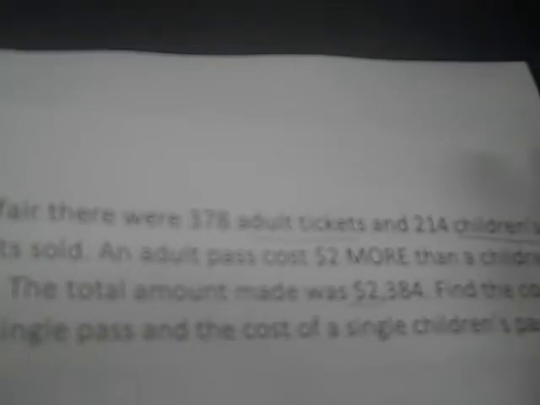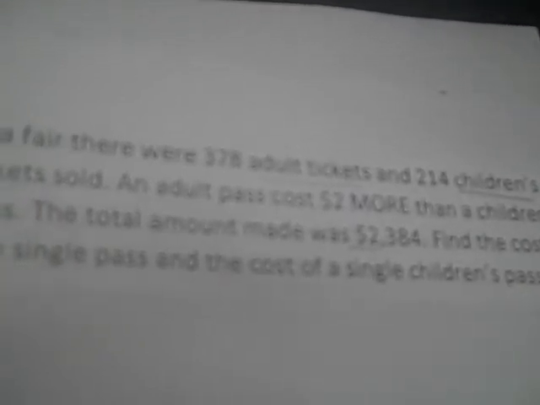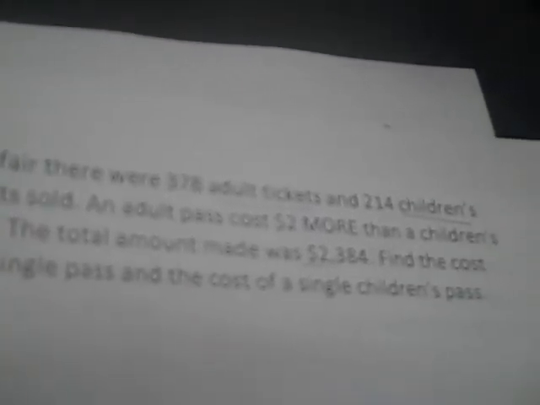Okay, next problem. At a fair, there were 378 adult tickets and 214 children's tickets sold. An adult pass cost $2 more than a children's pass. The total amount made was $2,384. Find the cost of a single pass of an adult and the single children's pass. I should say of adult. I'm not solving today. I'm just setting. You need to practice setting up the table when you get all these different types of problems. That's 75% of the battle there.